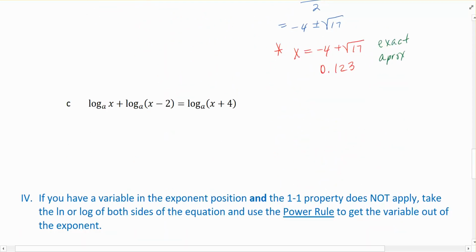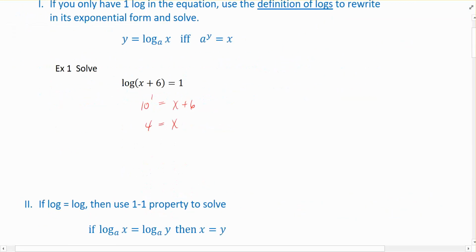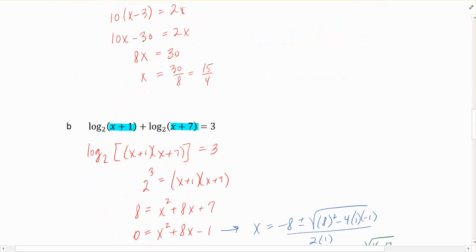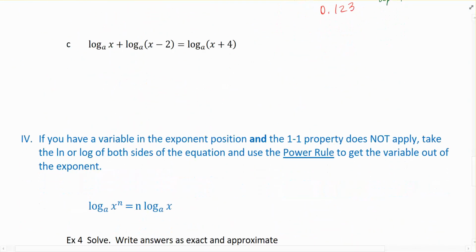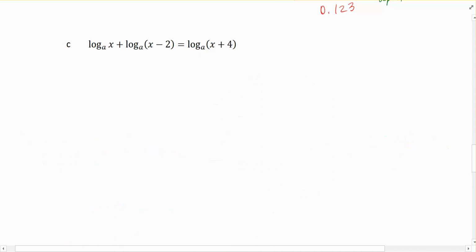Now the last one that I want to look at together in this grouping is going to be this one: log base a of x plus log base a of x minus 2 is equal to log base a of x plus 4. I have 3 logs in this equation. So what I need to do is try to condense it down as easily as I can.